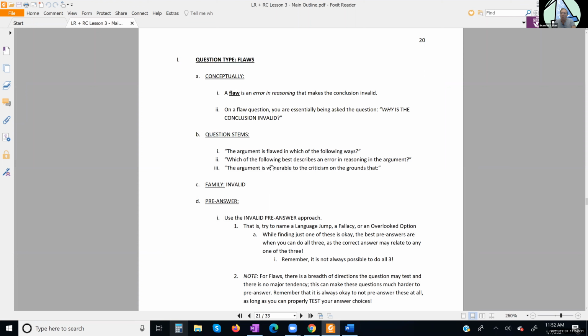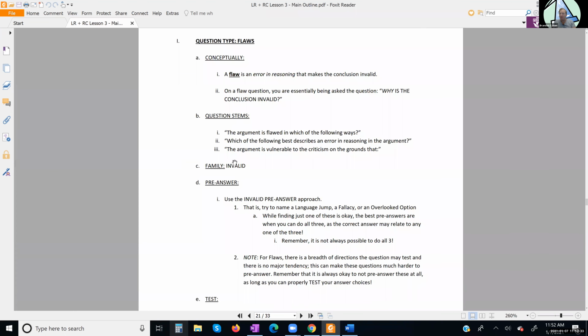Question stems. How do we know we have a flaw question? That's important. When you see the word flaw, that's obviously asking for a flaw. If you see error in reasoning, that signals you have a flaw question, or vulnerable to criticism. The first and third are really the most common. When you see flaw and vulnerable to criticism, that's asking for a flaw question. Error in reasoning, describing an error in reasoning, is the same idea.